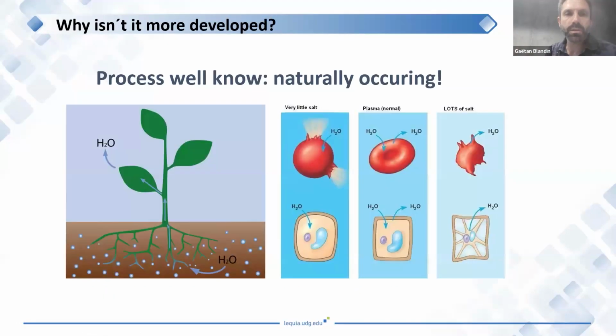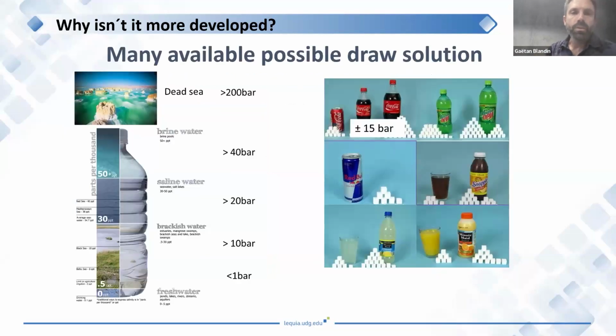So we have this process, and the question is, why isn't it more developed? The process itself is well known. It occurs in many living things, like plants and the cells of our blood. These are processes which control the transfer of water through our blood cells, for example. So it's nothing new.